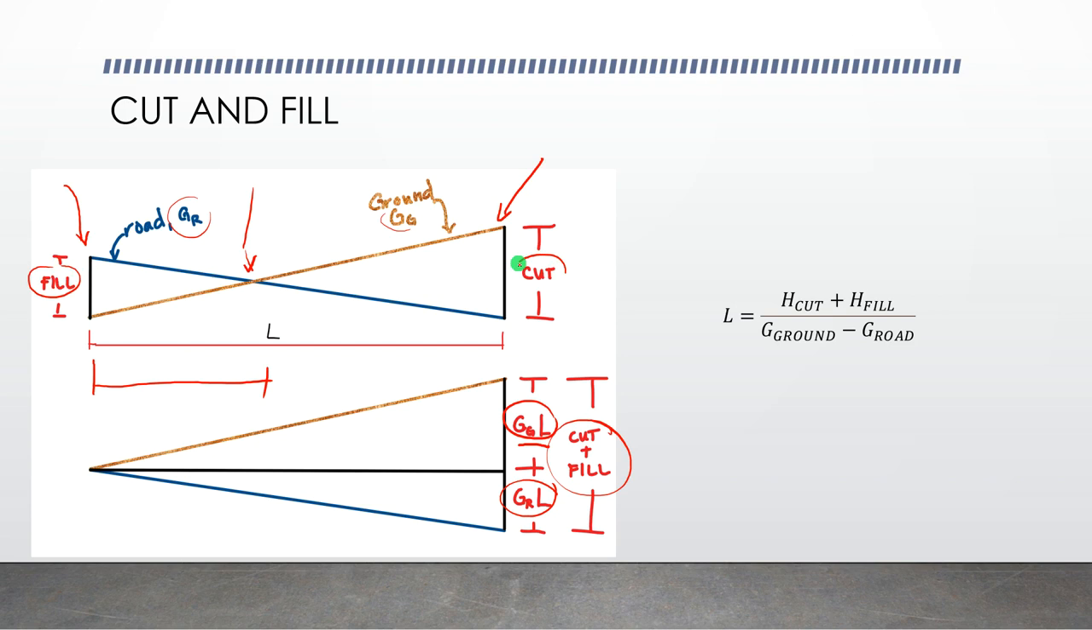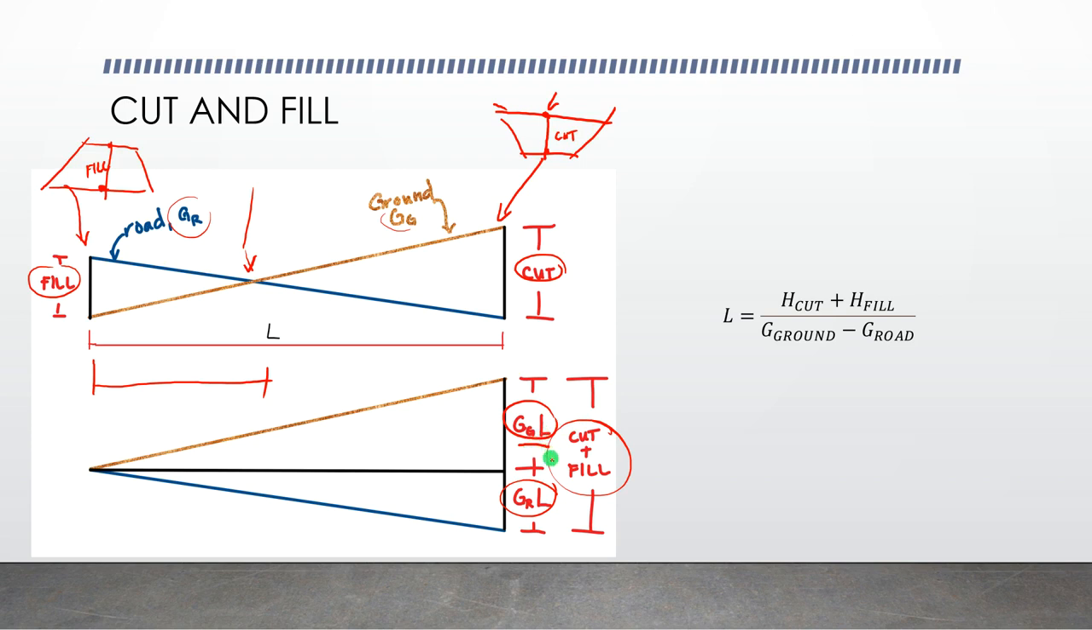This height of cut and fill is just the height from the center line of the road to the point beneath it, where we have the existing ground surface. On the other hand, for the cut, the height is just the height from the center line of the road up to the point above it on the existing ground surface. So this is your fill, this is your cut.